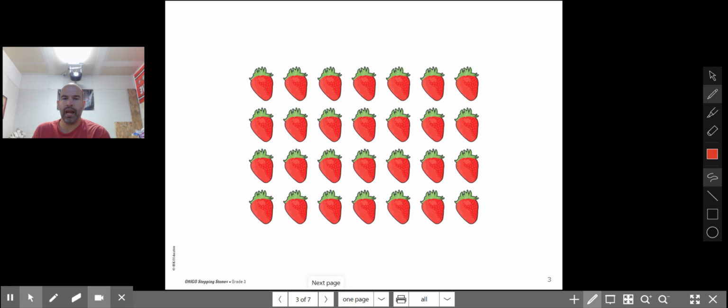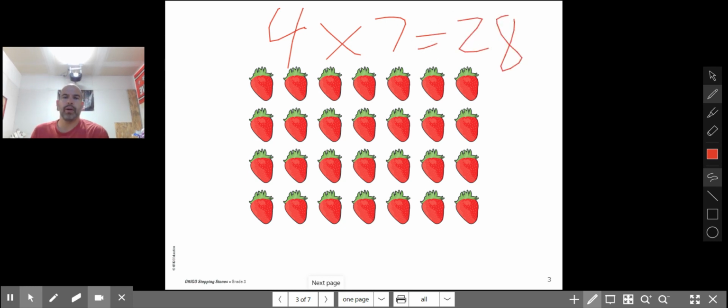Now, this time we have an array. We've done arrays before in class. As a matter of fact, in our calendar time, we did arrays every day, right? And we learned that when we look at an array, we say number of rows times number in each row. So how many rows do we have? We have 4 rows. And how many in each row? We have a total of 7 in each row. So when we multiply 4 rows of 7, we get a total of 28 strawberries in all.